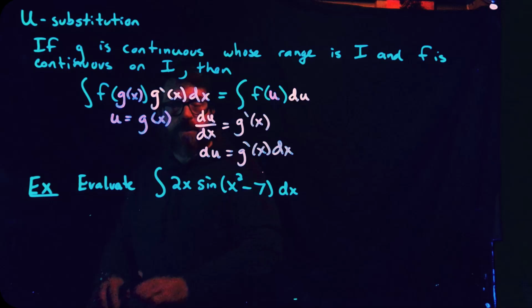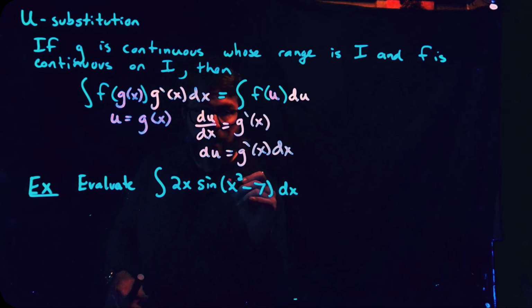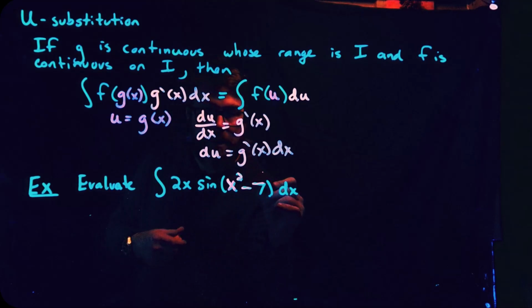So first I want to find the function I'm composing, and I can see that the function that's being composed is going to be equal to this x squared minus 7.